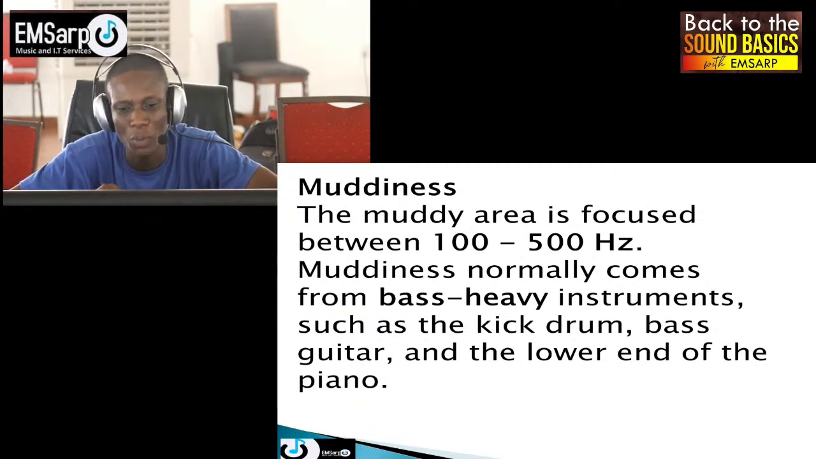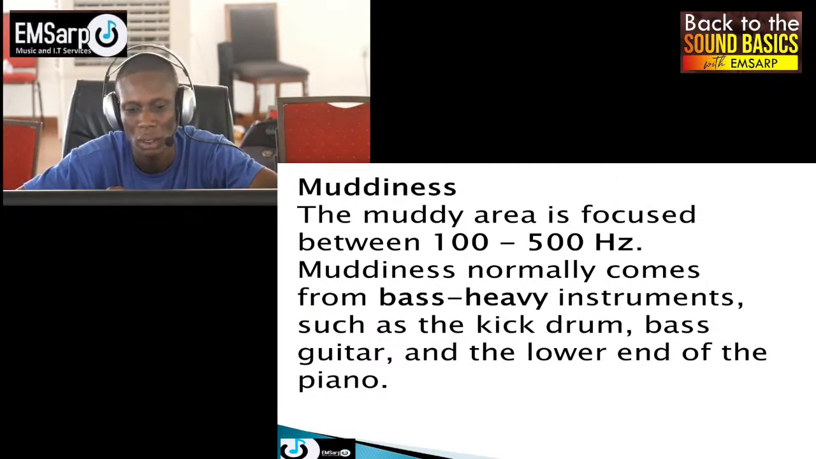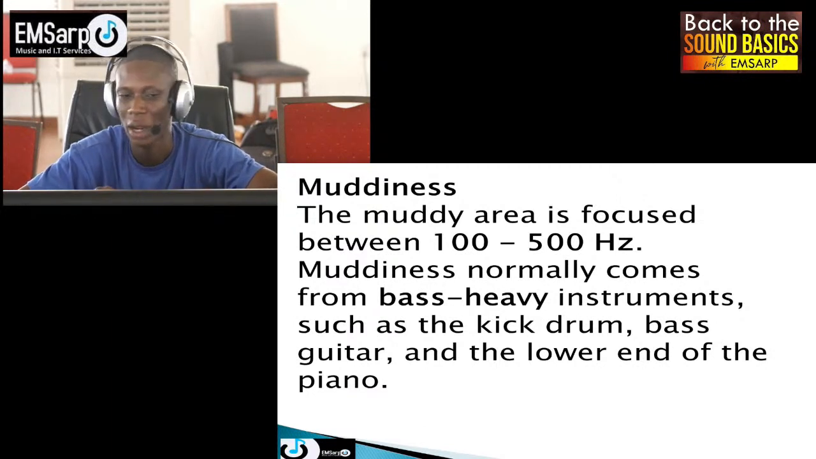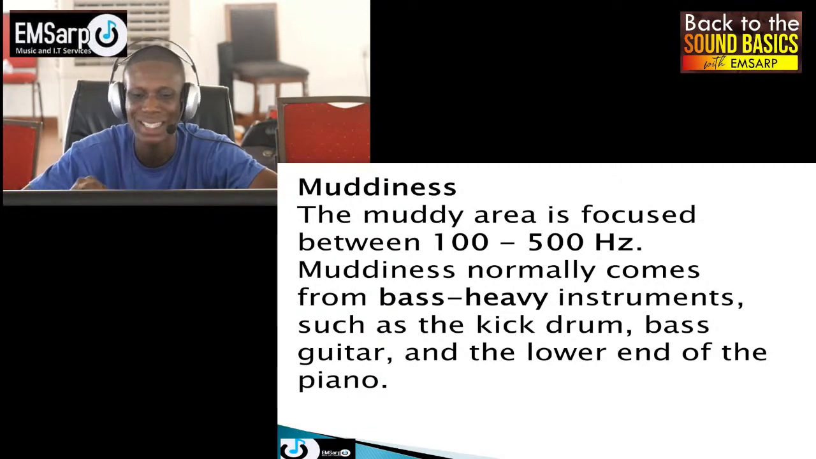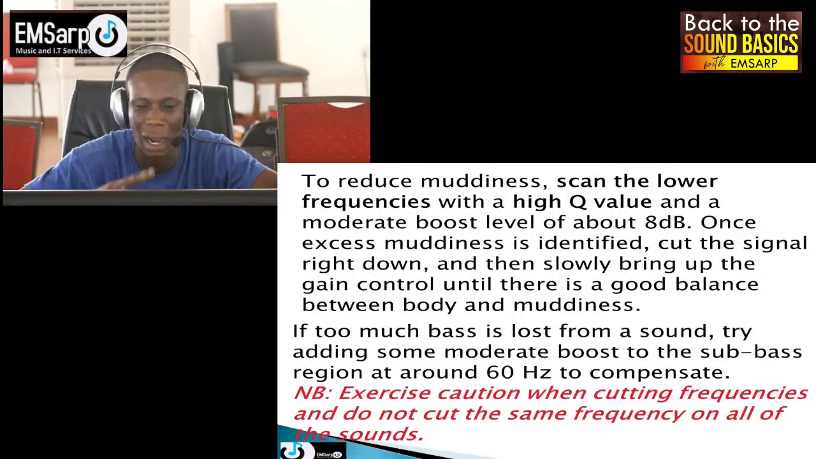Now, to reduce muddiness, scan the lower frequencies with a high Q value and a moderate boost level of about 8 dB. Once excess muddiness is identified, cut the signal right down.